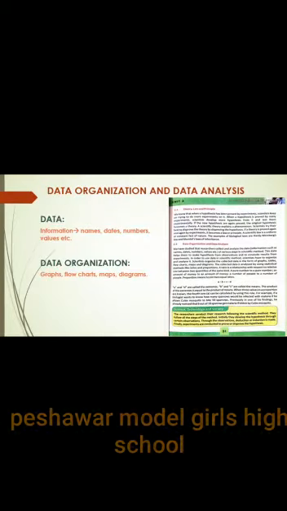Our first topic is data organization and data analysis. Let me first tell you about data, and then step by step we will go through the whole process of organizing and analyzing the data. Data is collected information in the form of numbers, names, dates, values, etc. Biologists collect data when they are solving a biological problem.